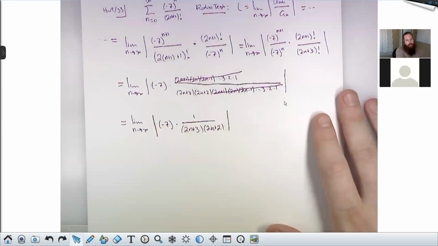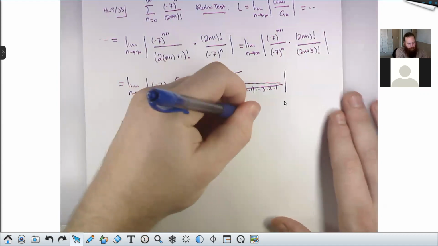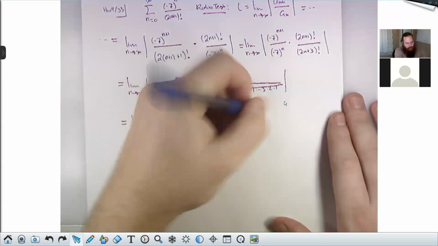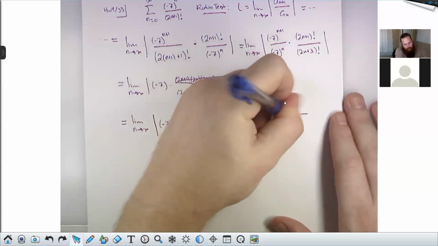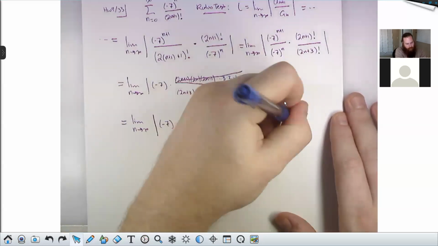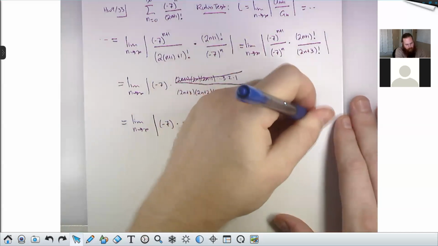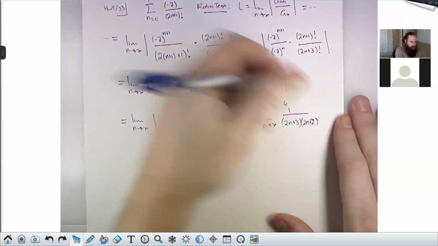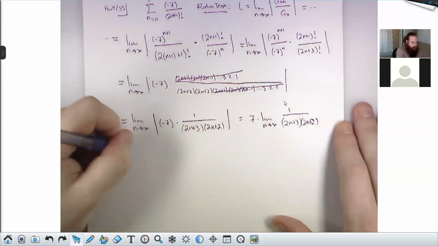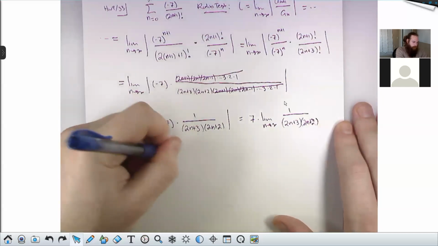The negative 7 is constant. It's inside the absolute value. You could pop it out as a 7 if you wanted. So if you're feeling fancy, you could write this as 7 times the limit as n goes to infinity of 1 over (2n plus 3) times (2n plus 2). However you get there, the limit here is going to be 0. This is 7 times 1 over infinity, which is 0.